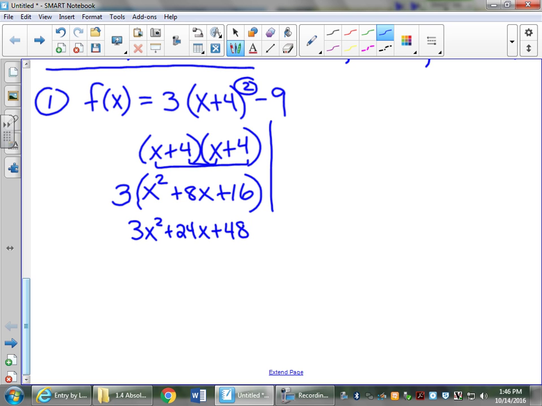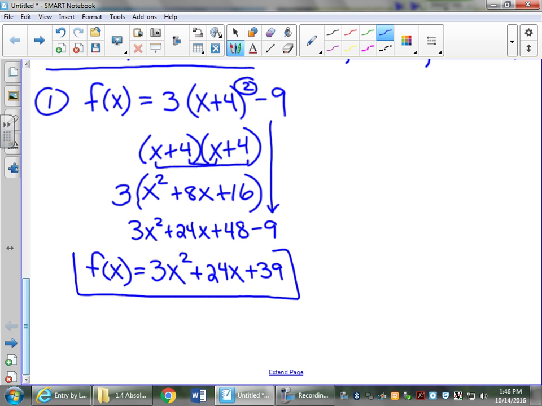And I'm going to drop down our k value and combine that at the very end to get a final answer in standard form of 3x squared plus 24x plus 39. And that is complete.